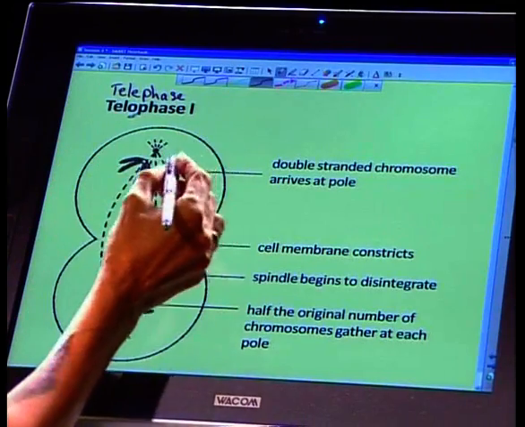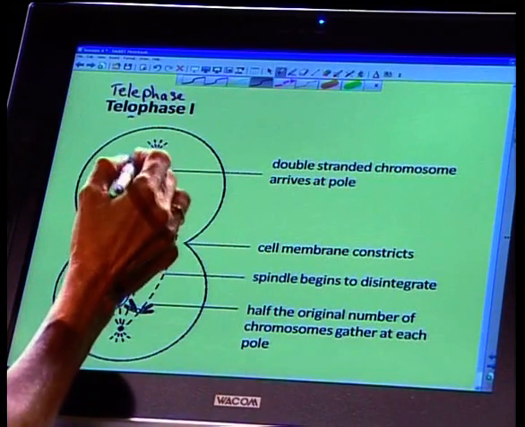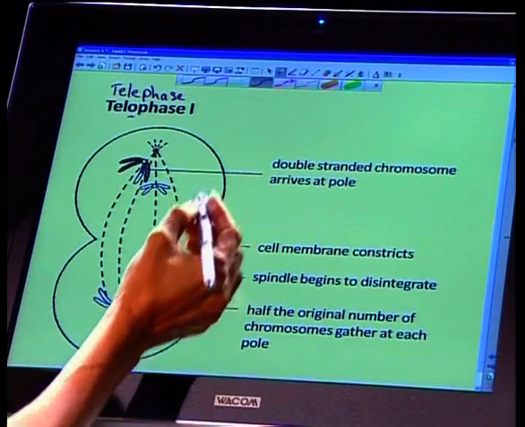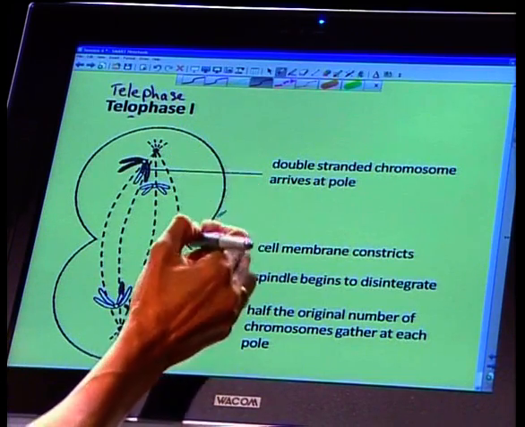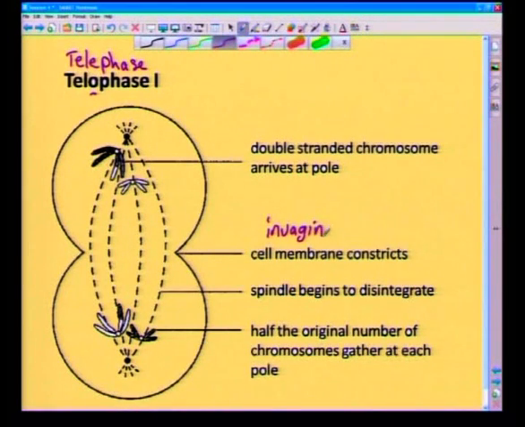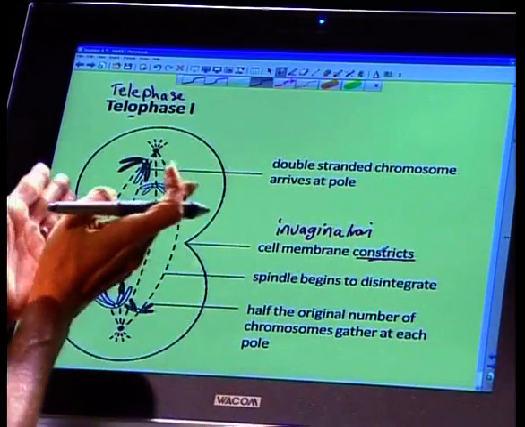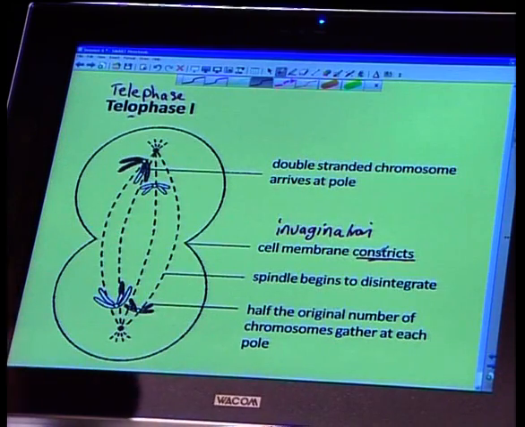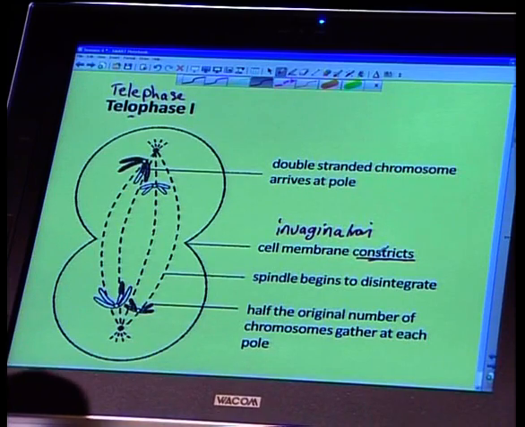All right, so we now have a double-stranded chromosome. There we go, and it's arriving at the pole, and here we have the same happening at this end. The cell membrane now starts to constrict. They may say it forms an invagination. And that's quite a long word, especially if English is your second or third language. So if you just say that the membrane starts to constrict, in other words, it starts to fold in. The spindles begin to disintegrate because we don't need them anymore. They were there to pull the chromosomes to the poles.